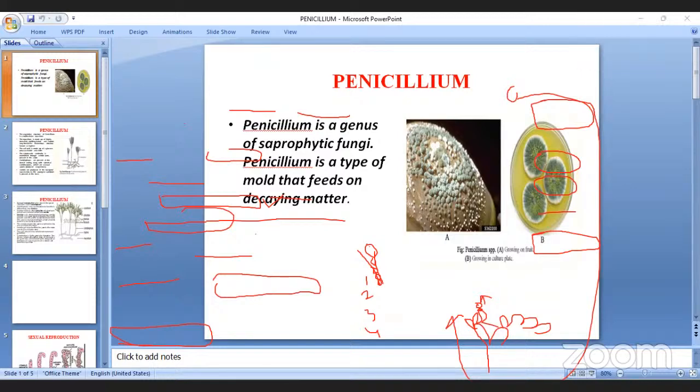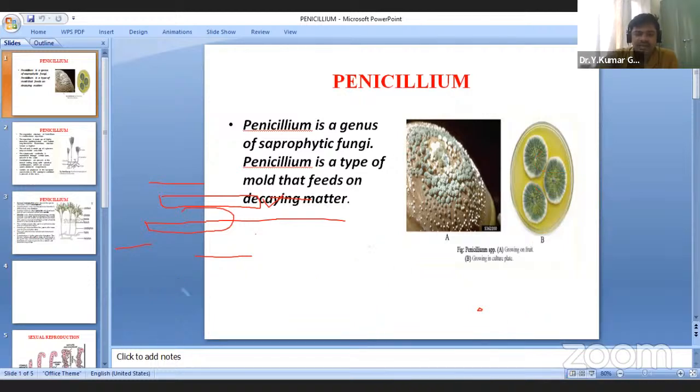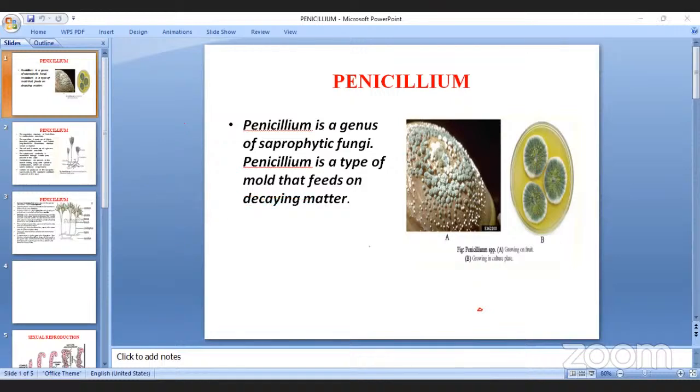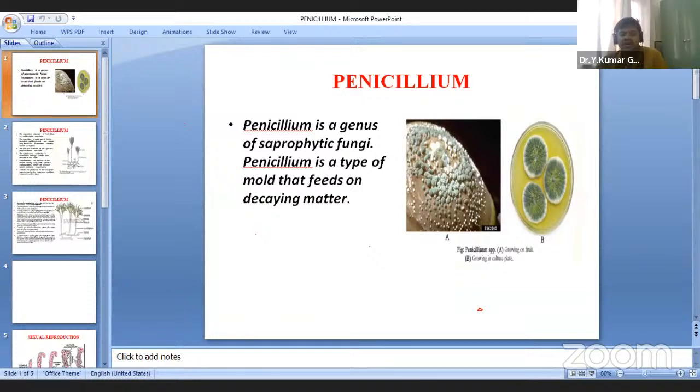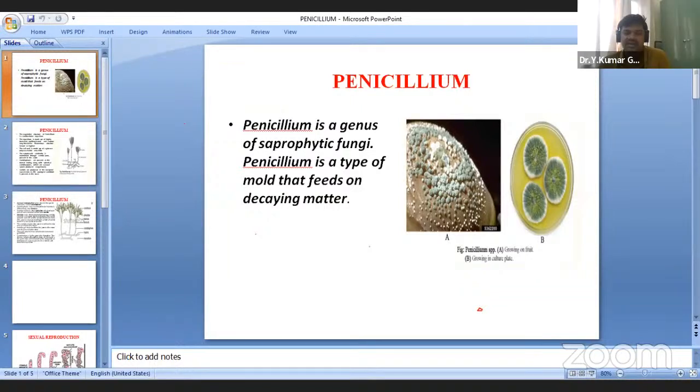Right. Now let's take sexual reproduction. What is sexual reproduction? The fusion of gametes. But remember, in Penicillium the gamete fusion does not occur immediately. There is some waiting period. Before sexual reproduction, what are the sexual organs in Penicillium? The male one and the female one.